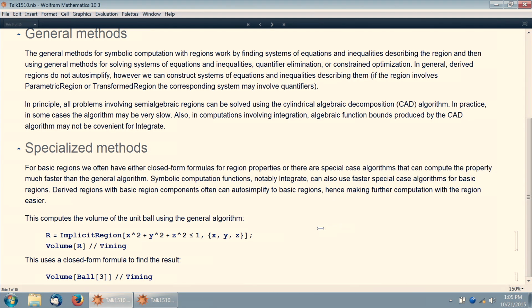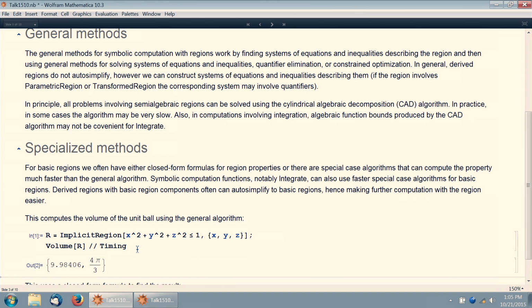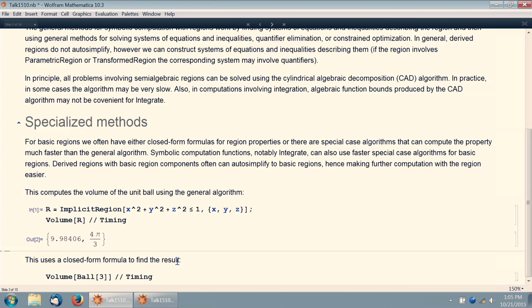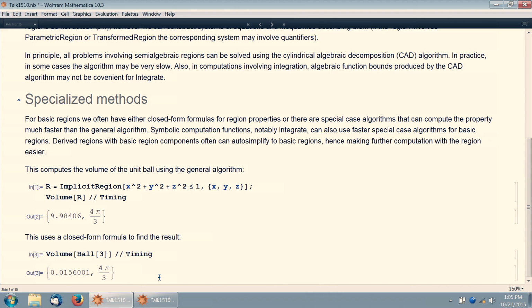So for instance, here's a very simple example. We have a ball that's described using equations and inequalities. If we write this as an implicit region, that's what will happen. Here we are using the cylindrical algebraic decomposition to decompose the ball into cylindrical pieces, and then we use integration to compute the volume, and in almost 10 seconds we have the volume of the three-dimensional ball. But of course, if you just request the volume of a three-dimensional ball, then you get it immediately.